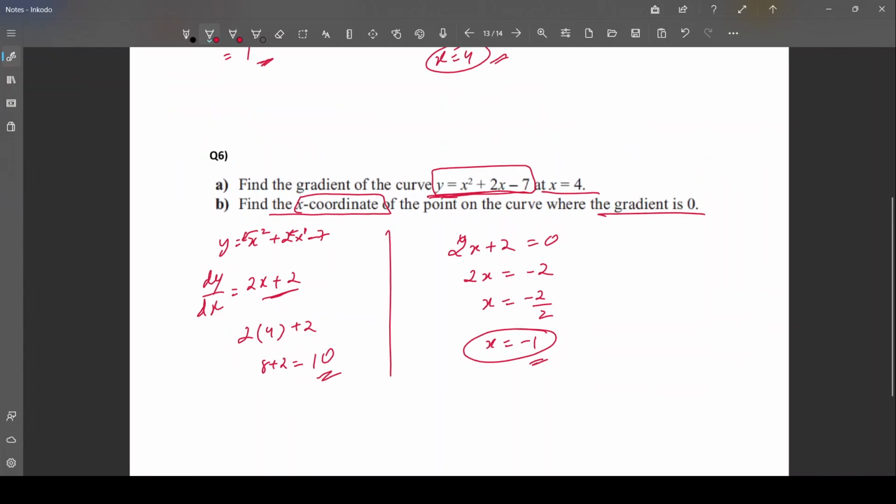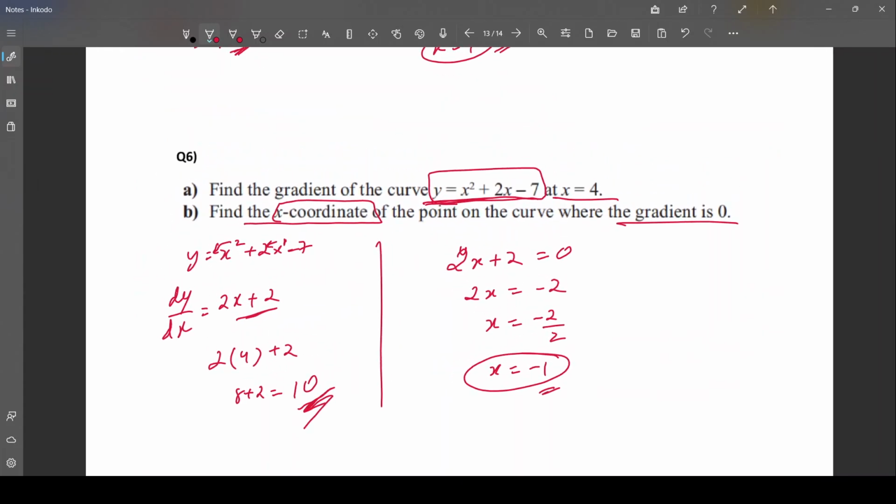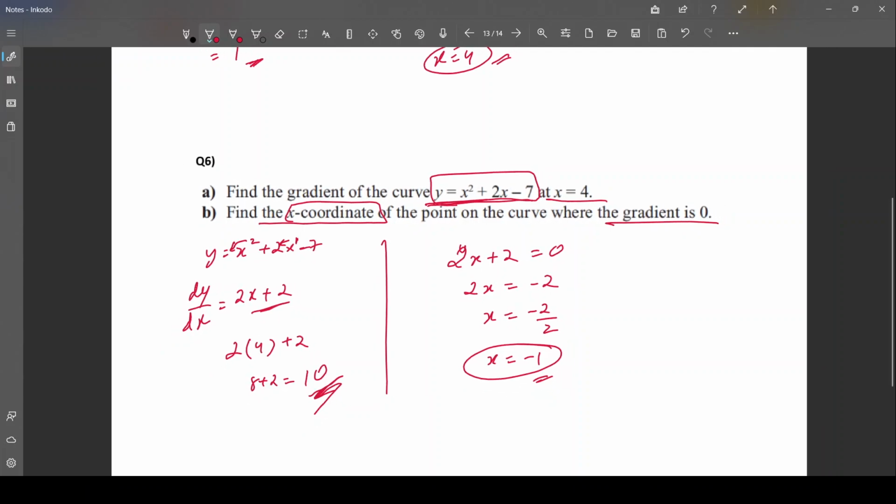So to find out the gradient of any curve, we have to differentiate it and put the value of x. You will get the gradient of the curve. And if we want to find a particular coordinate and the gradient is given, we are going to equate the differentiated value with that respective gradient.